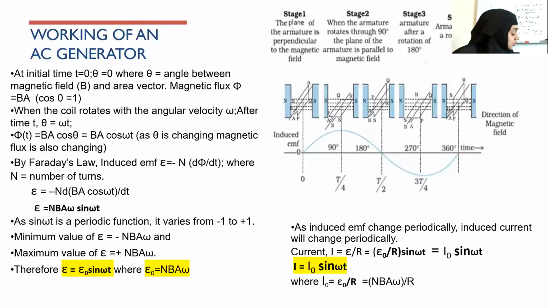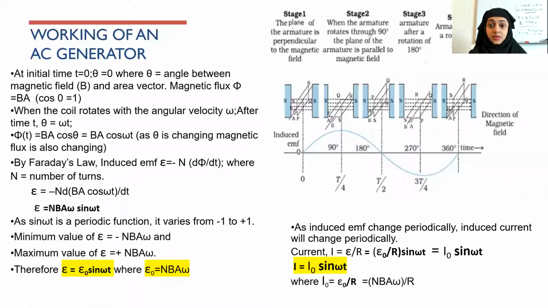Again, when you rotate through 360 degree, see it came back to the original position here. So again it becomes 0 and it repeats for each complete rotation. What happens, the EMF will vary from 0 to a maximum value, then 0, then minimum value, and then again 0. Is this clear to you?